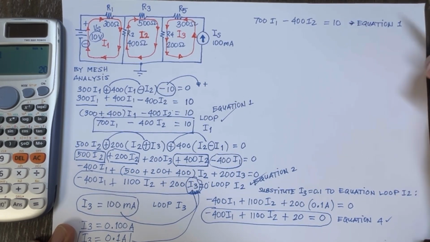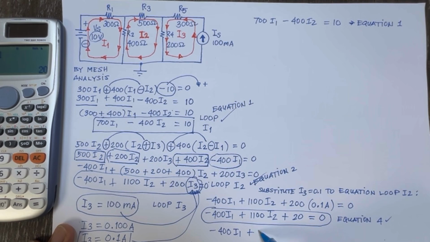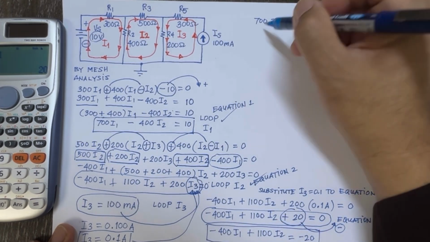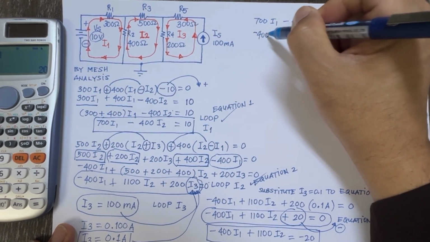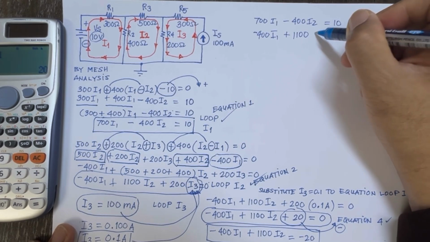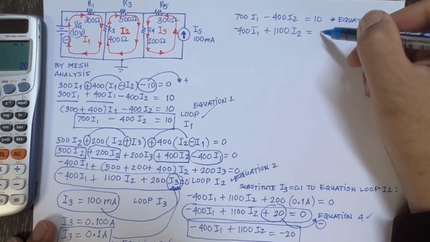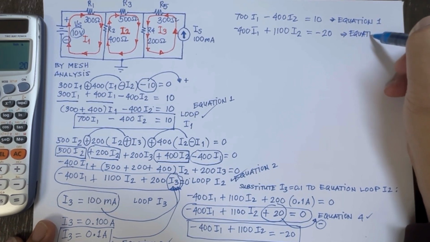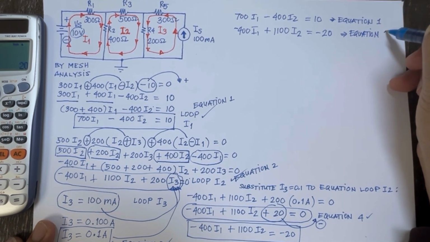And let's write also the last equation that we have created, but let's make this better by writing it again: minus 400 I1 plus 1100 I2, because the constant must be on the right side of the equation. So I put positive 20 to the right, it becomes negative 20. And then let's write it over here, so that will be equal to minus 20 as our equation number 4.